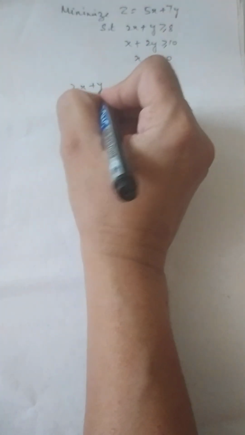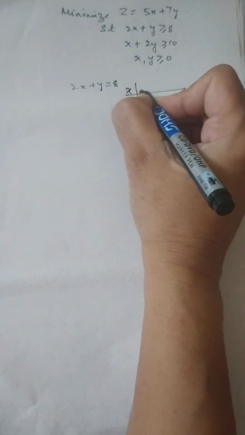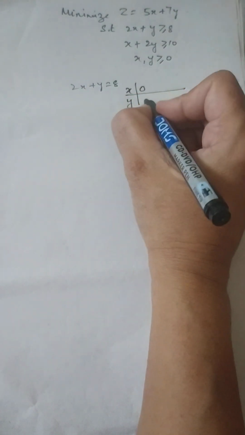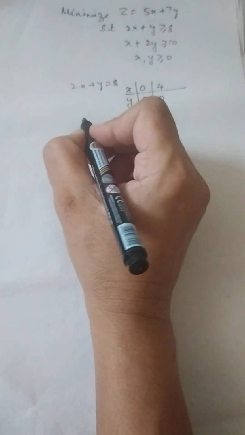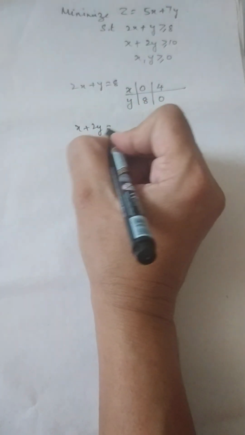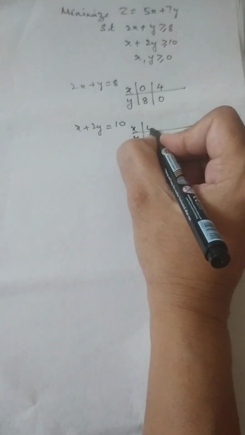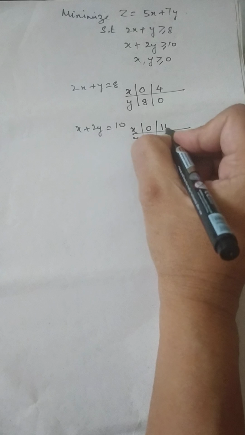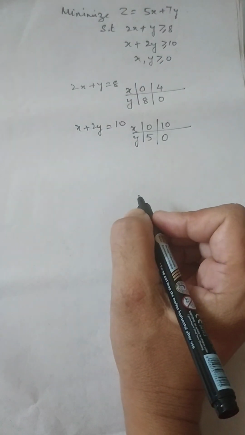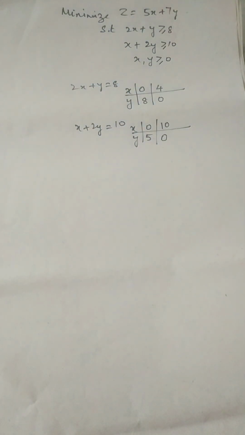So let us take this first, 2x plus y equal to 8, and if we have the table for it, this is x when 0, your y is 8, when y is 0 your x is 4, right? Next is x plus 2y equal to 10. The table for it is, x 0 then y is 5, y 0 then x is 10, right? So let us plot the graph for it.